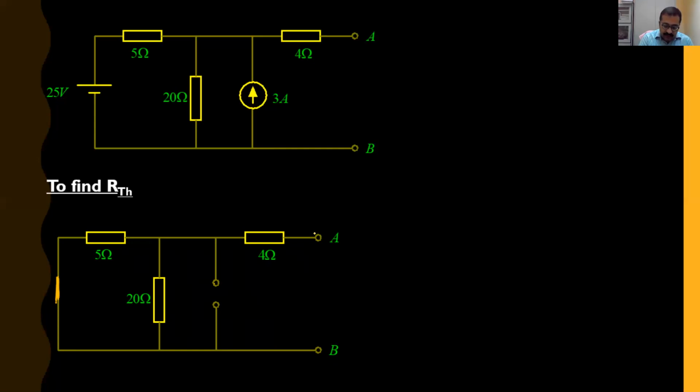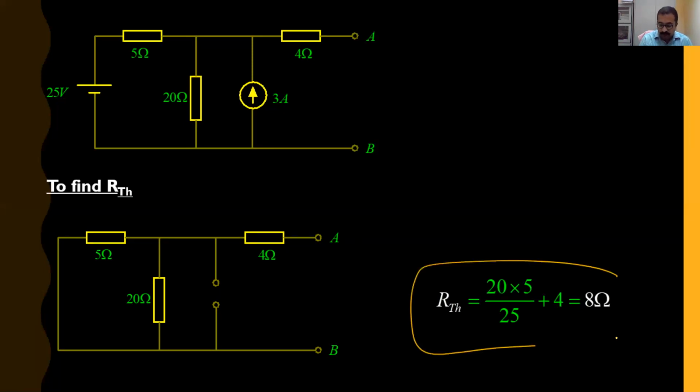How can you find that? You assume a current is entering at point A, just an assumption. That current, when reaching here, will split into two: one will flow through the 20 ohm and the other through the 5 ohm. That means 5 and 20 are in parallel, and that combination and 4 ohm are in series. So 20 times 5 divided by 25, plus 4, is nothing but 8 ohm. So your RTH is equal to 8 ohm.